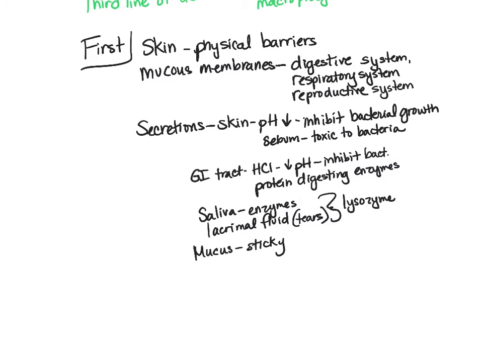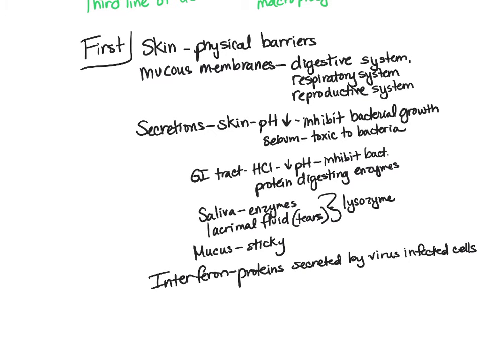Another and last piece of our first line of defense, another secretion that we have is called interferon. And interferon are various proteins that are secreted by cells that are infected by a virus. So proteins that are secreted by virus-infected cells. And so what this does is that when a cell, one of our self cells, is infected by a virus, it's going to secrete these interferon proteins.